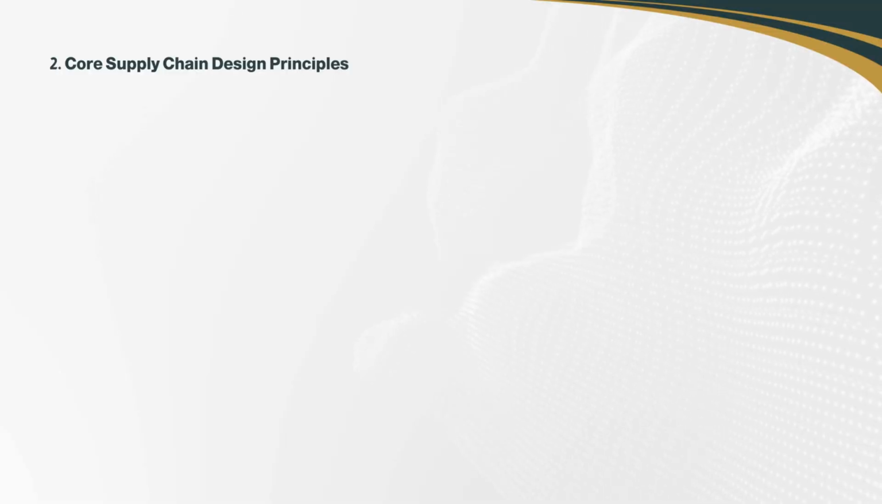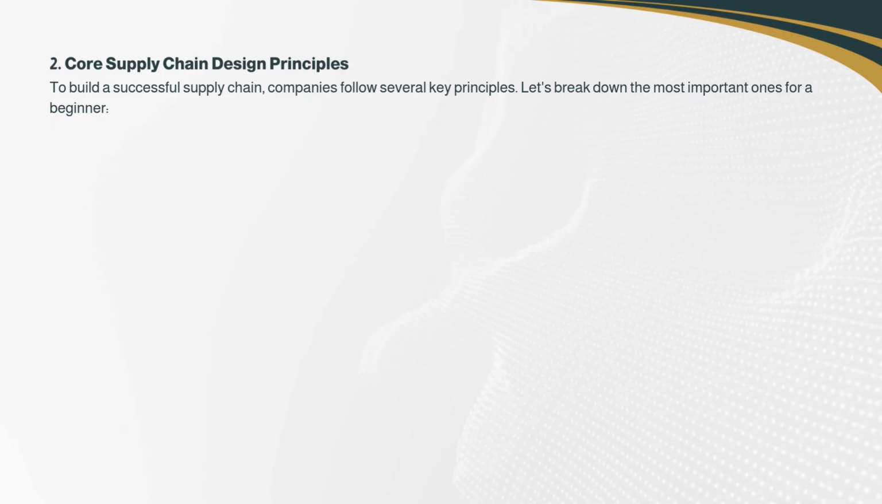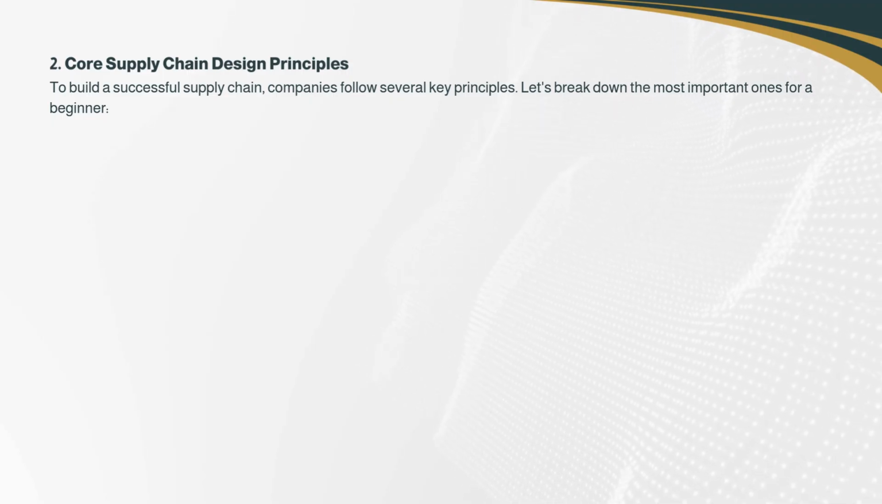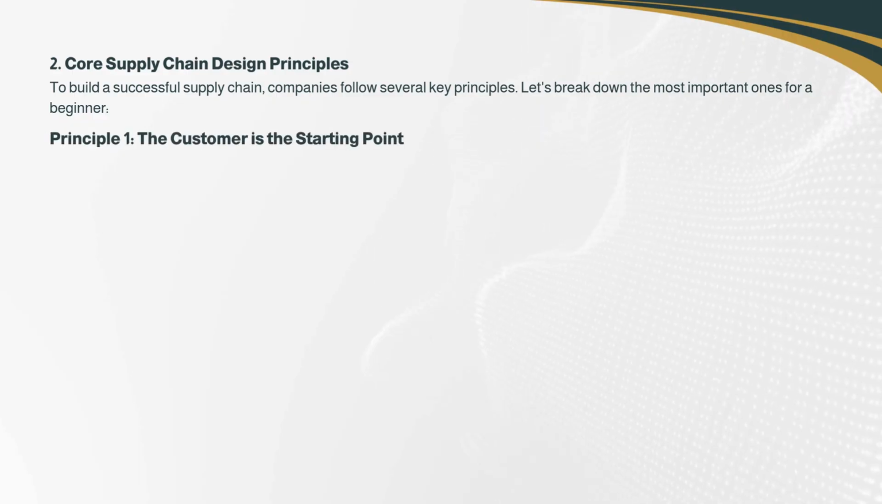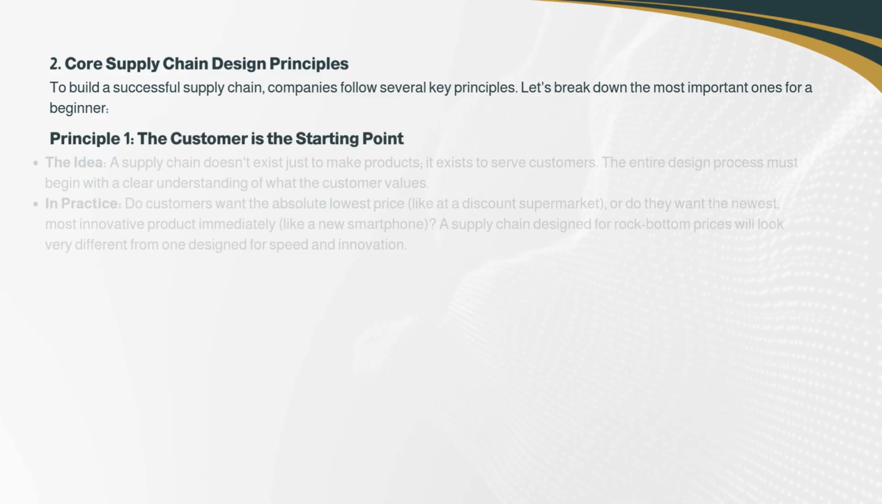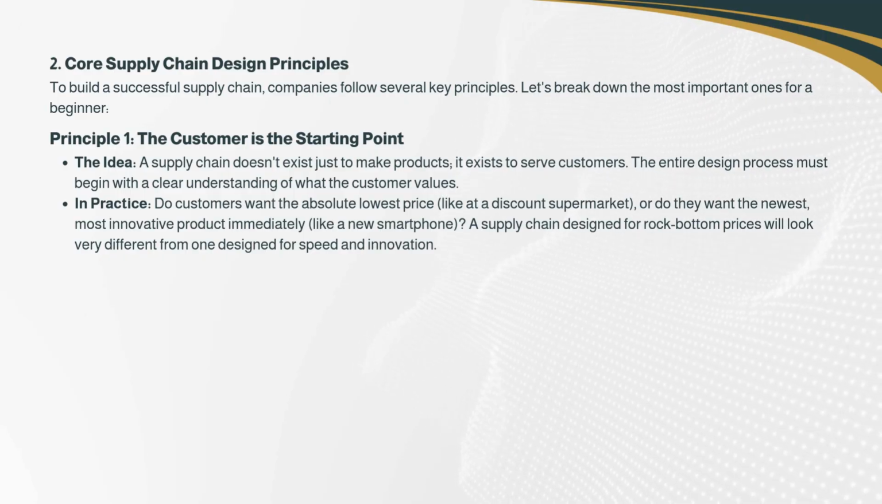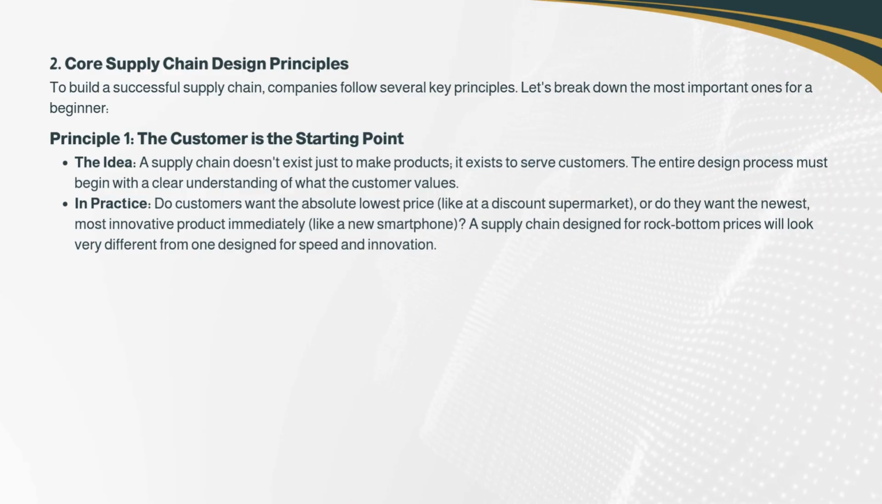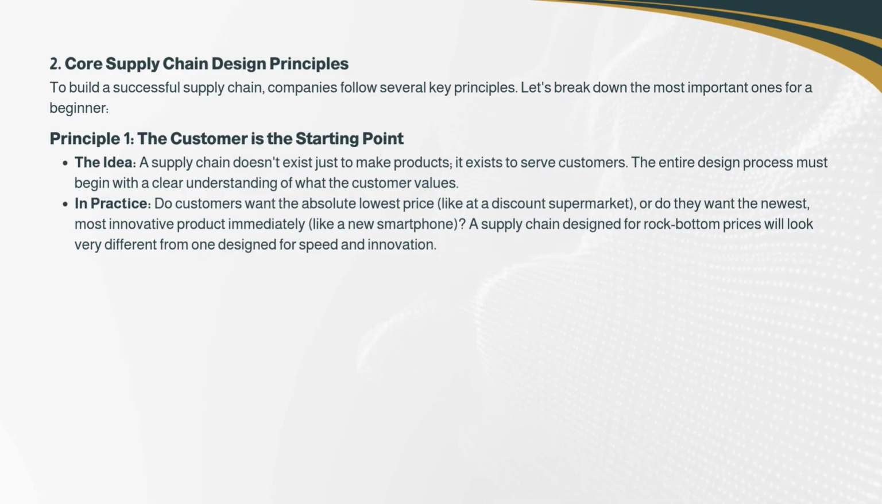2. Core Supply Chain Design Principles. To build a successful supply chain, companies follow several key principles. Let's break down the most important ones for a beginner. Principle 1. The customer is the starting point. The idea: a supply chain doesn't exist just to make products, it exists to serve customers. The entire design process must begin with a clear understanding of what the customer values.